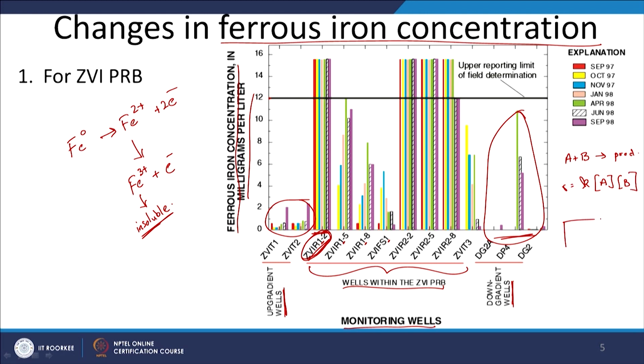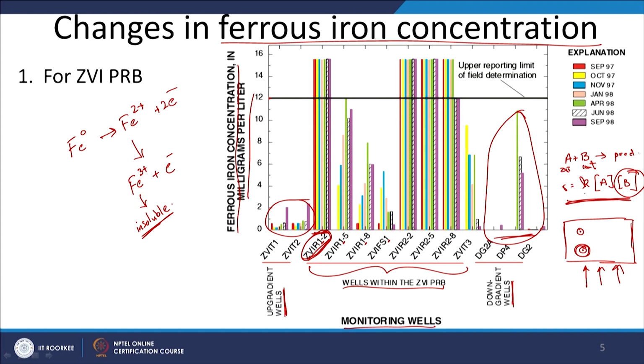So if I have my PRB, this is the top view again, similar to the one on the next slide, and I have one monitoring location here and another location here, and the water is flowing in this direction. Let's say this is zero valent iron and this is your contaminant here. At which location will you have greater concentration of your contaminant? Obviously out here, so you would have greater rates at that location, which was ZV1R12.